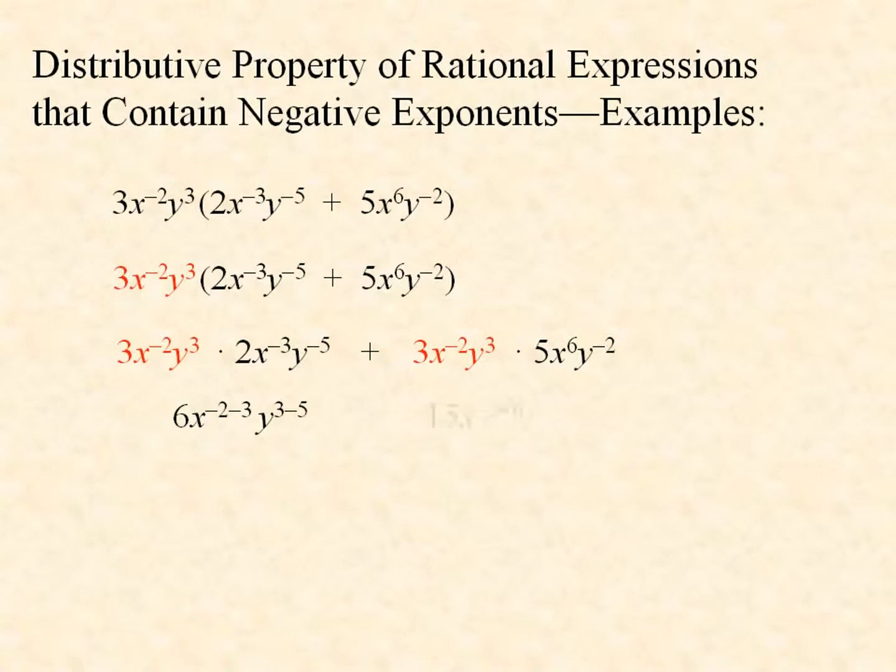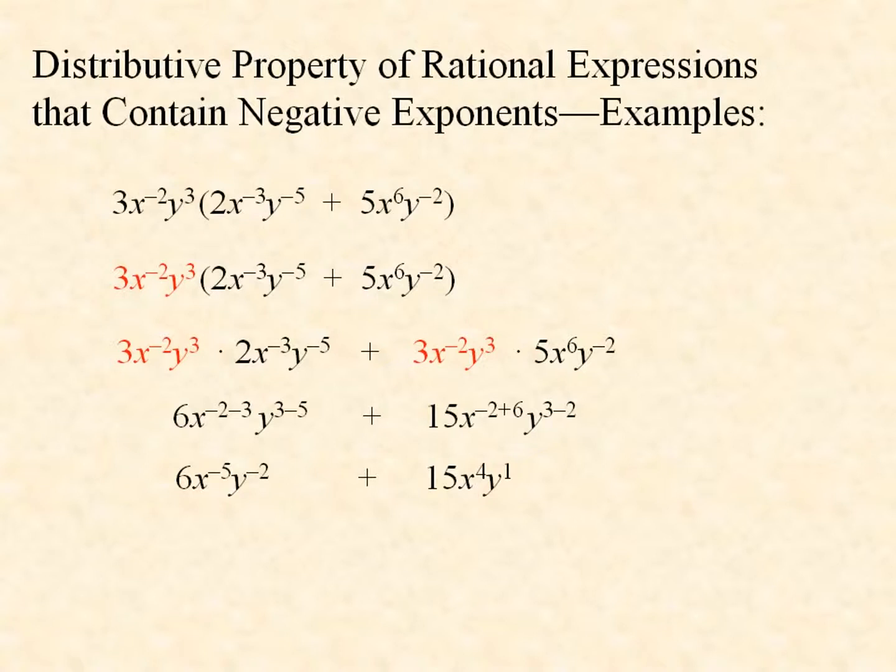Then for the second term, we multiply the numbers. That gives us 15. And x to the negative 2 times x to the 6 is x to the negative 2 plus 6. And y to the third times y to the negative 2 is y to the 3 plus negative 2. Then we simplify the exponents.